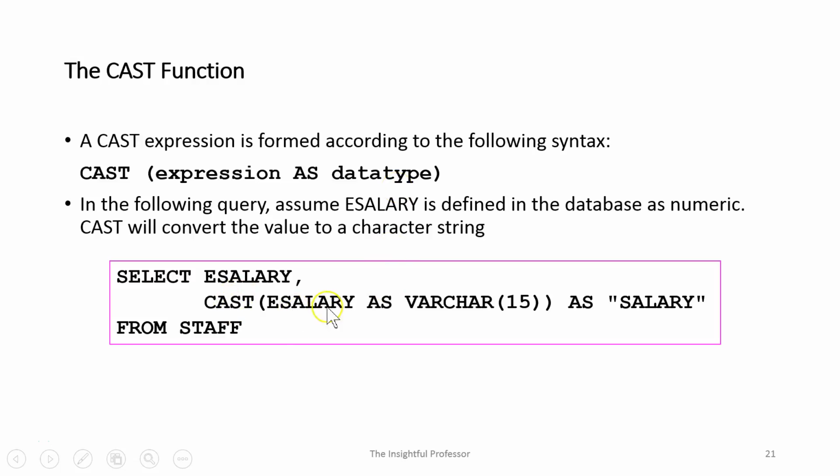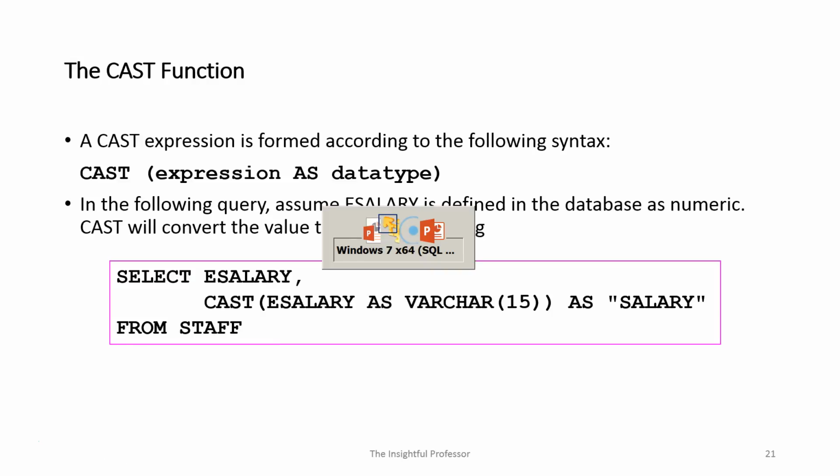So here we're going to take the salary, which is numeric from the staff table, and we're going to cast it or treat it as though it were a character string. Now I'm going to run this with Oracle because you can get a visual confirmation that something is really happening here.